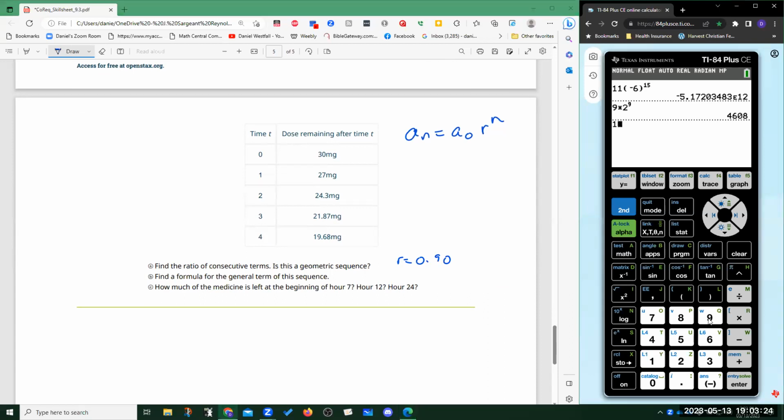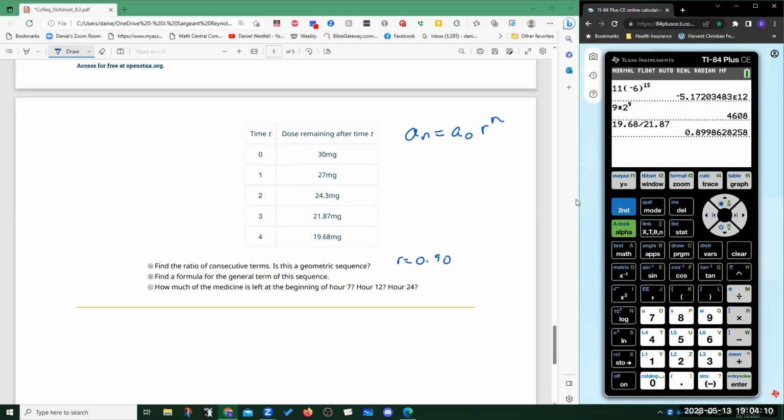So if we take 19.68 and divide it by 21.87, it's not exactly 90%, but it's within a tenth or even a couple hundredths of a percent because of rounding here. The reason I rounded it is because we're talking about milligrams of medication. We can only get so precise in our measurement of the milligrams of medication. So it's likely we're rounding to the nearest hundredth of a milligram, because that's likely how precise our measurement is going to be.